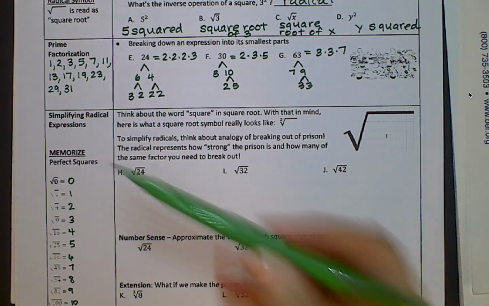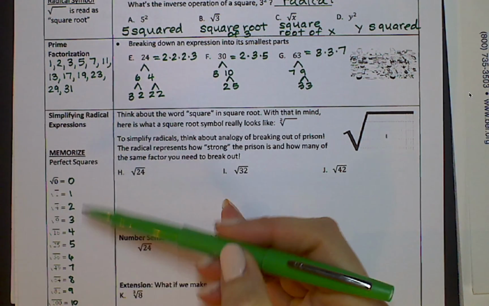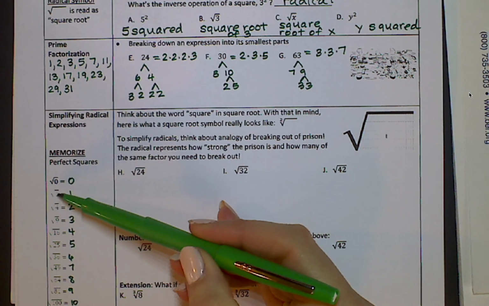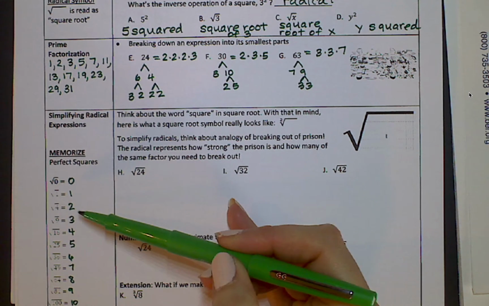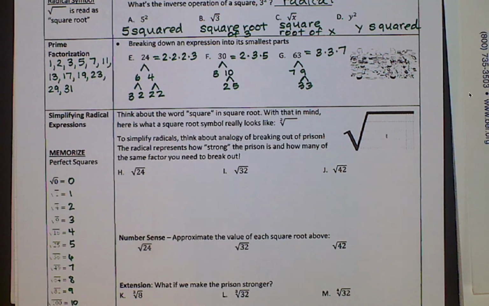Another thing you should know when simplifying radicals is your perfect squares. I would make sure that you memorize these. For instance, the square root of 1 is 1, the square root of 4 is 2, the square root of 9 is 3, and so forth, okay?